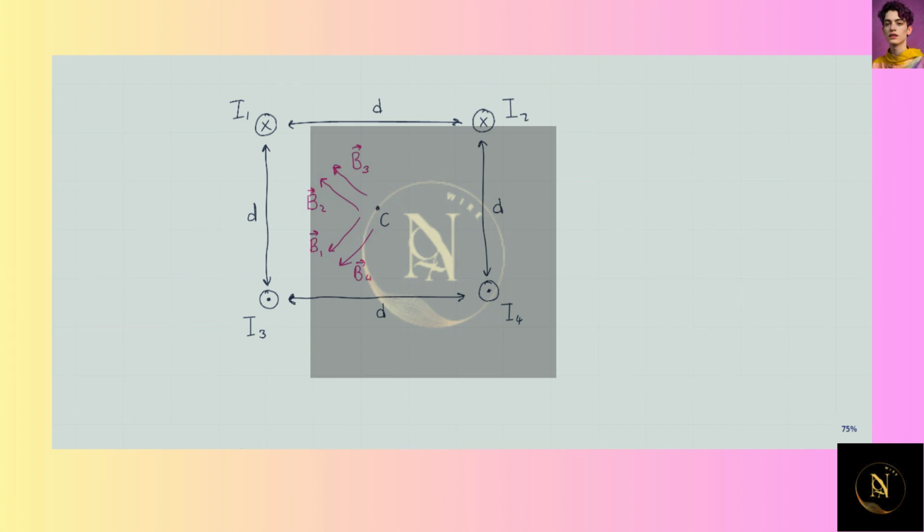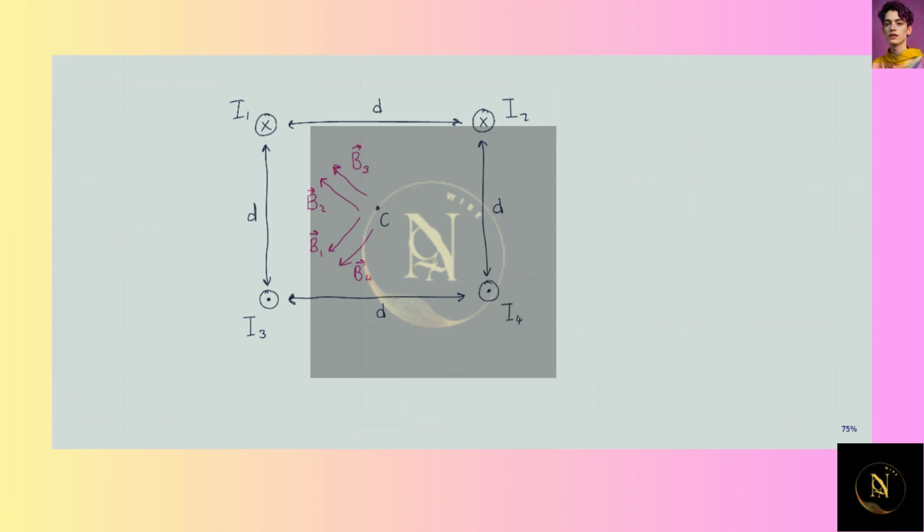For this problem on the topic of sources of magnetic fields, we are told that 4 long straight parallel wires each carry a current I0 and are located at the corners of a square which has side length d as shown in the diagram. We want to determine the magnitude as well as the direction of the magnetic field at the center of the square at point C.